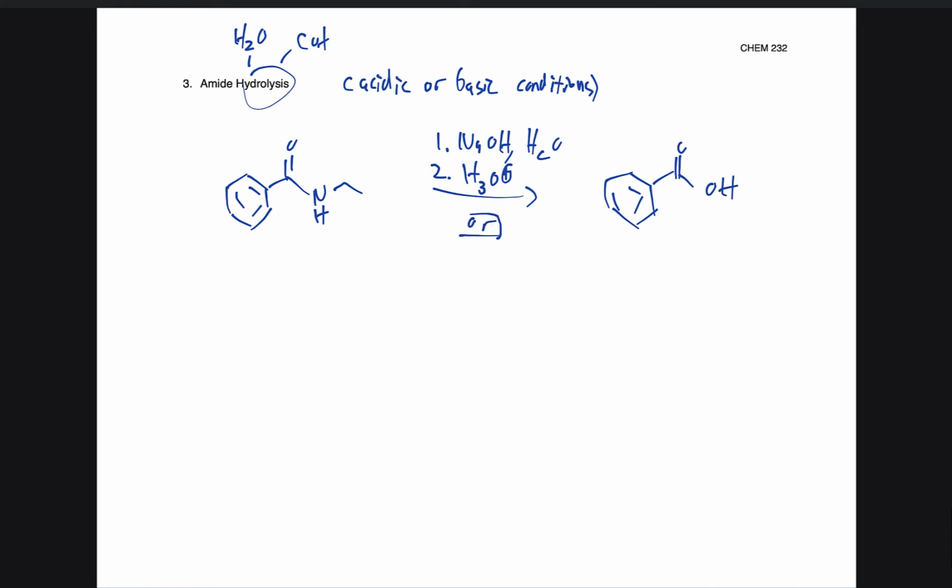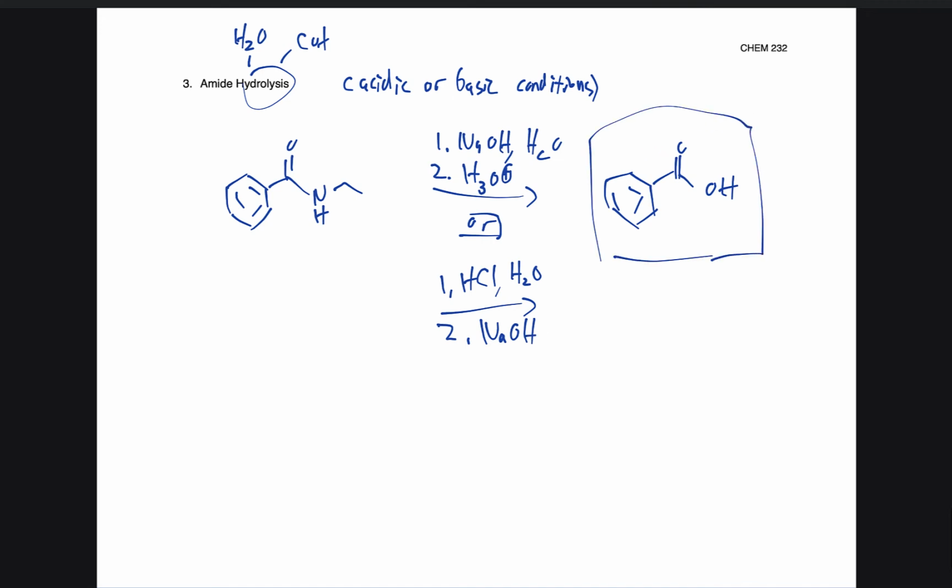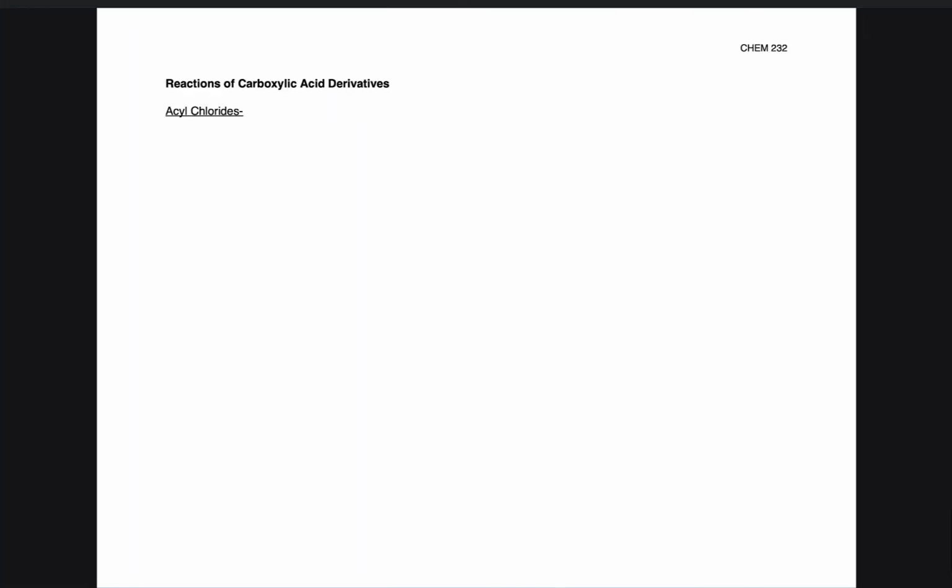Or we can do acidic conditions, where we start with acid, HCl, or some sort of acid, doesn't matter what, followed by water, which is important. And the second step, we quench the reaction to get again to our carboxylic acid species here. So those are some ways we can make carboxylic acids and amides. But let's go ahead and look at some reactions we can do with them.